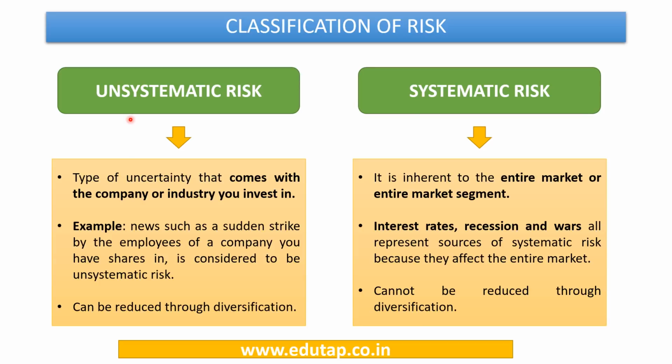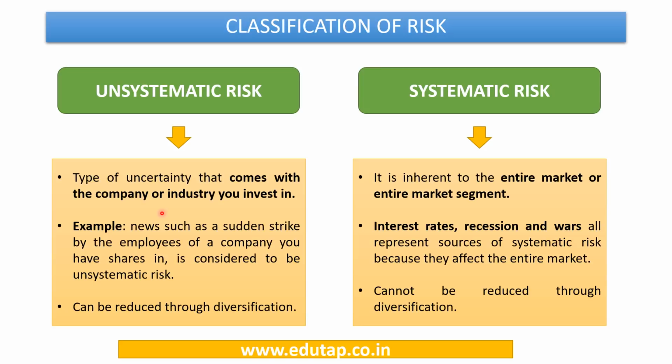Now in the case of unsystematic risk, this is the risk which is associated with a particular company or a particular industry. For example, if there is news that bank employees are going to be on strike, then investors who have invested their money in the shares of the banks may lose their money. However, all other securities or industries in the market may continue to remain unaffected. So this is the risk which is affecting a particular company or a particular industry.